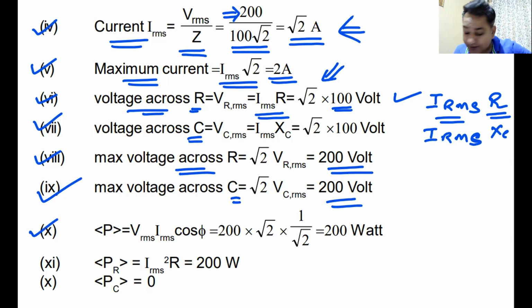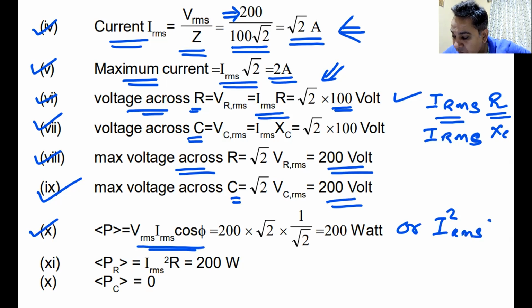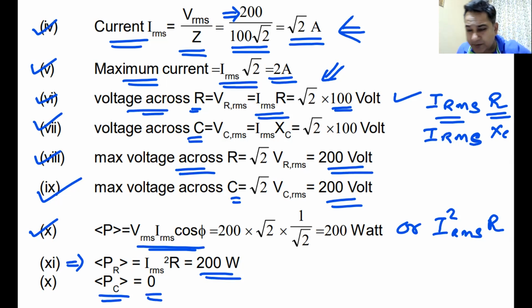Average power, active power, is VRMS into IRMS into cos phi, or you can find it using I square RMS into R. You will get the same answer. Here PR means power across the resistor, and you can see the power across the resistor is 200 watt. Power across the capacitor: a capacitor does not consume any power.